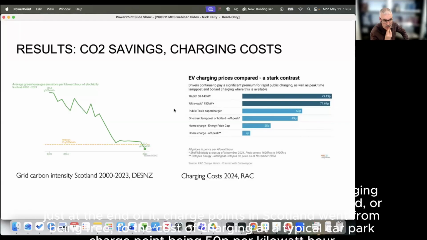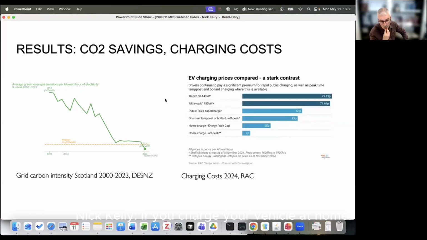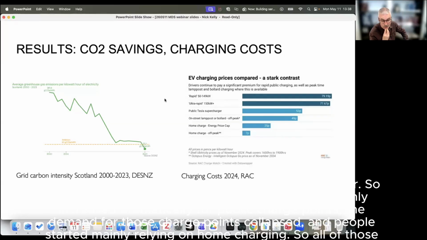The only problem was that during that period, or just at the end of it, charge points in Scotland went from being free to the cost of charging at a typical car park charge point being 50p per kilowatt hour. If you charge your vehicle at home, then your off-peak charge is about 7 pence per kilowatt hour. So what happened was that because the price suddenly increased dramatically for public charge points, the demand for those charge points collapsed. And people started mainly relying on home charging.